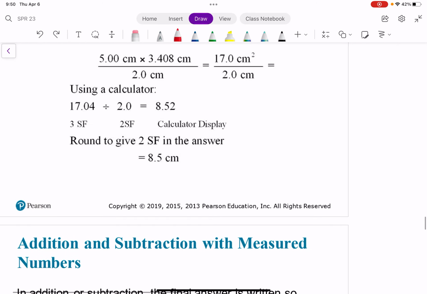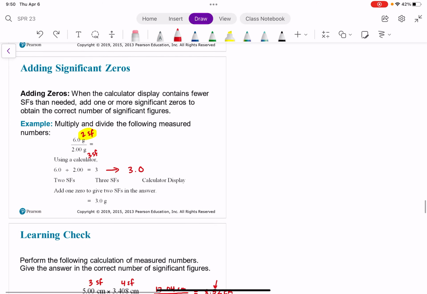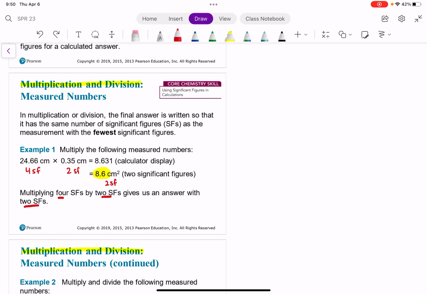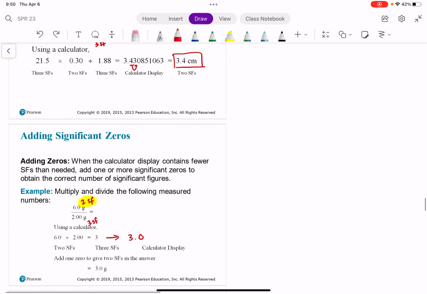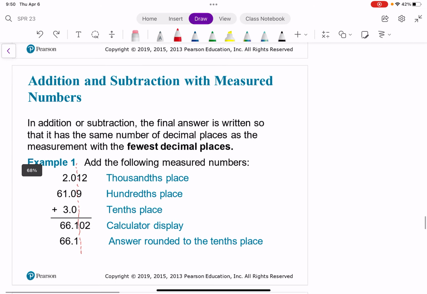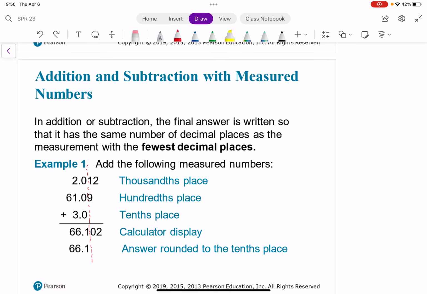So for multiplying and dividing, we're looking at sig figs. We're counting our sig figs and determining which number has the fewest sig figs, and then my final answer needs to reflect that lowest number of sig figs. Adding and subtracting, we actually look at the fewest decimal places. Which number has the fewest decimal places? That's what your answer has to be rounded to.